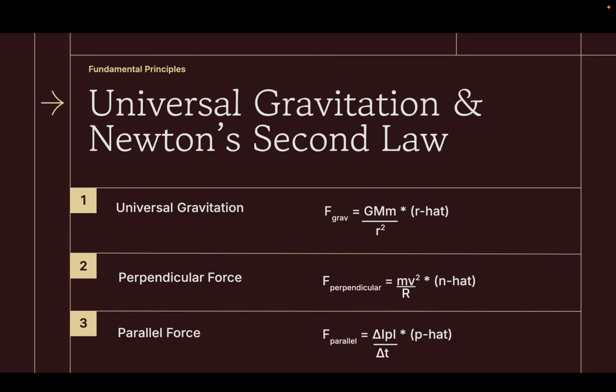The fundamental principles, first of all, in this lab were universal gravitation and Newton's second law. So universal gravitation, we know this formula, it's given here. And then Newton's second law says that force net is equal to the change in momentum. And we can use that to say that the parallel and perpendicular components of the net force are equal to the parallel and perpendicular components of the change in momentum, respectively, which then gives us these two formulas.